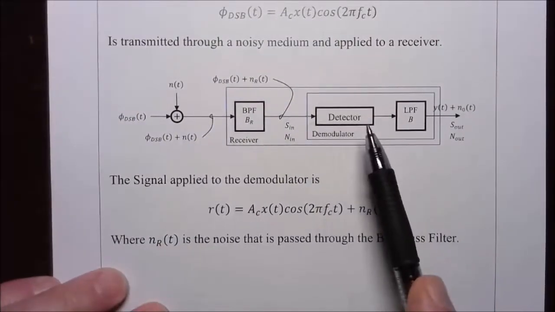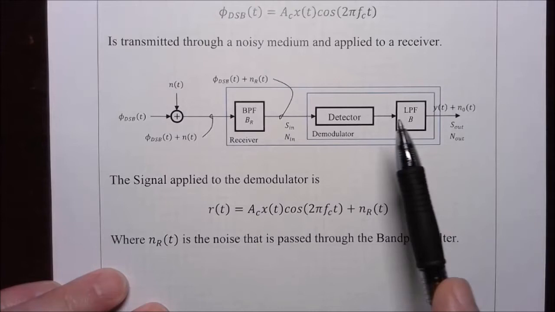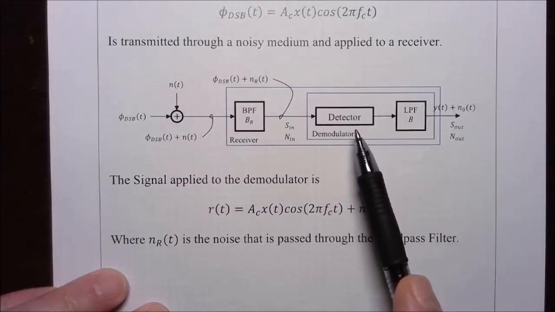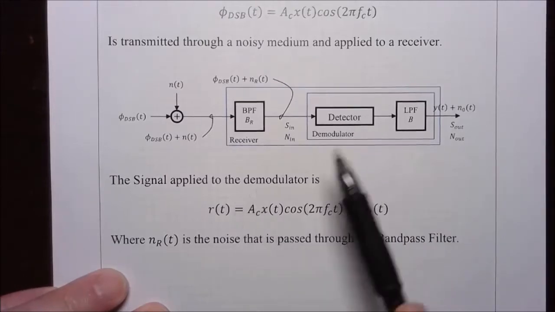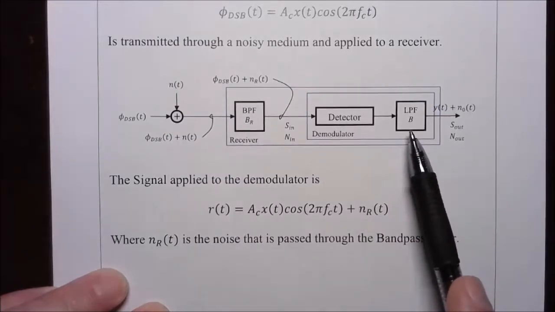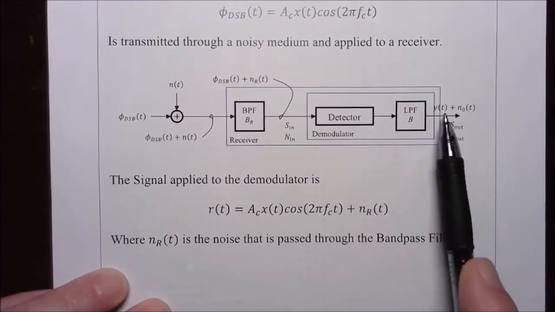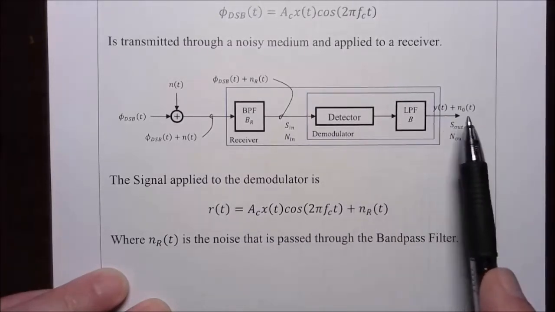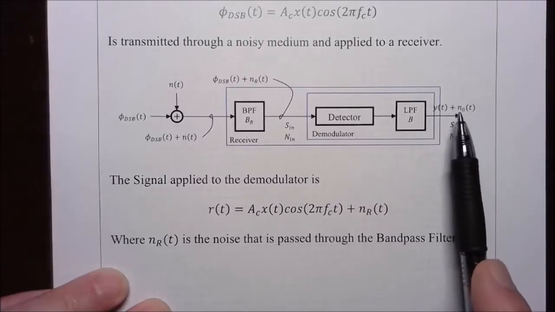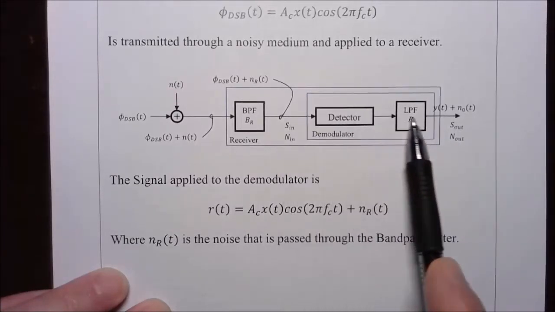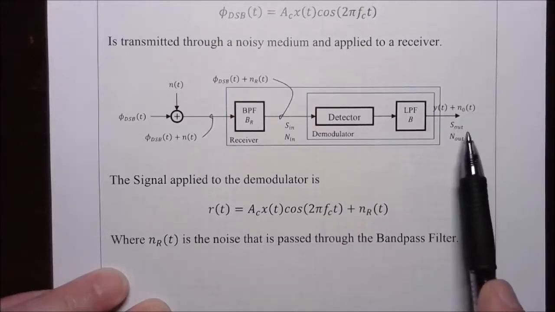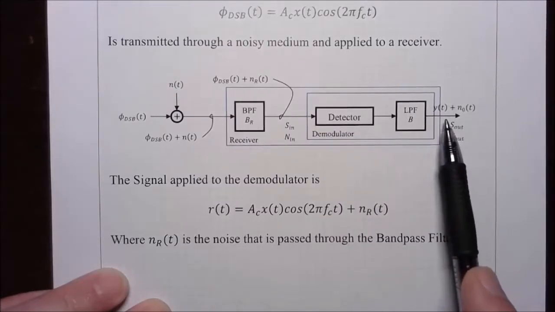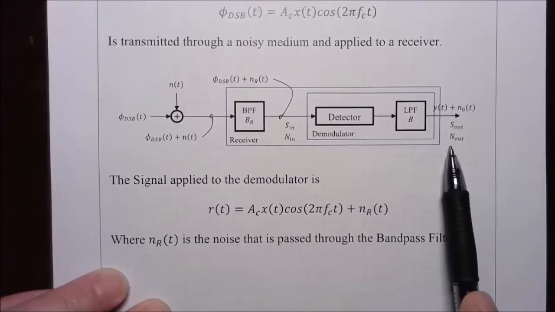Then we have this detector, which will be synchronous detection for this form of amplitude modulation. That is then followed by a low-pass filter, which isolates the spectrum of the demodulated signal. And the signal that comes out of the low-pass filter will be our demodulated signal plus a portion of the noise signal that makes it through the demodulator as well. So we can look at the signal to noise ratio at the output of the demodulator.